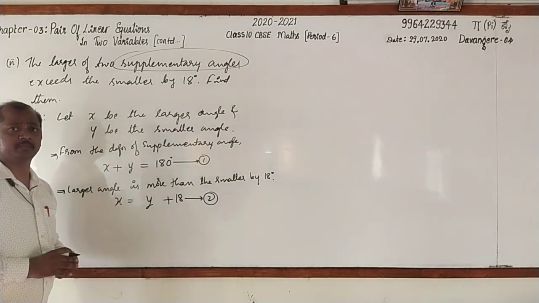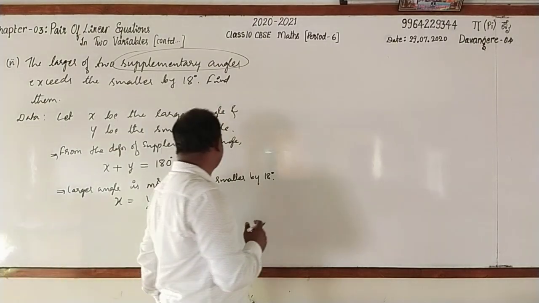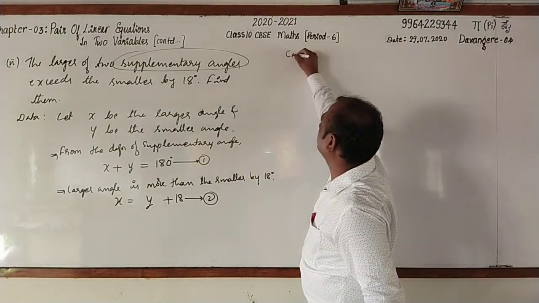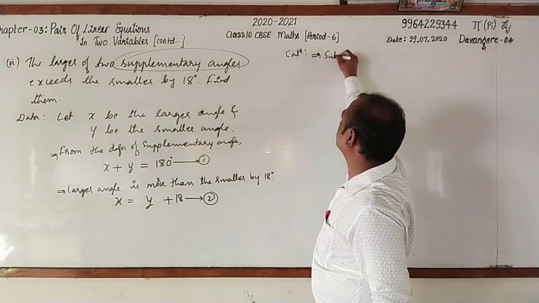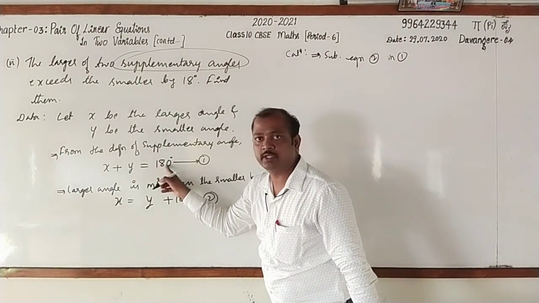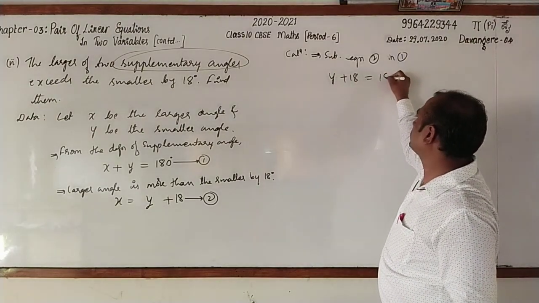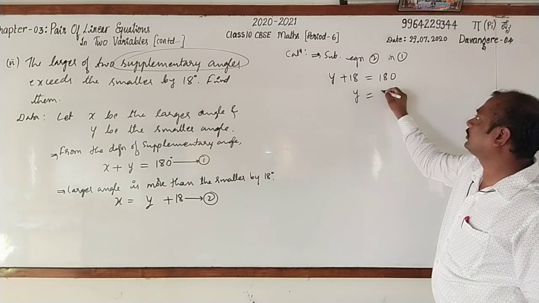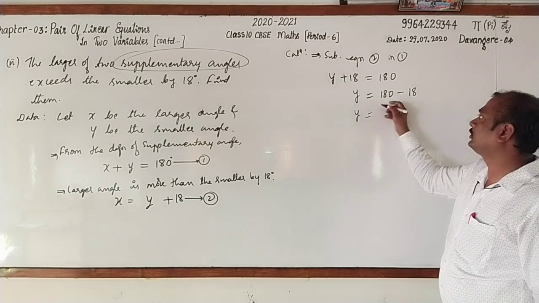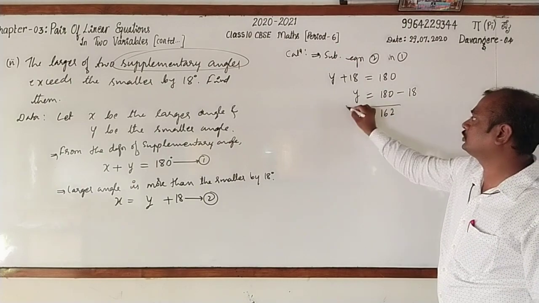You need not solve for either x or y separately, because x is already given. Hence, I go for substituting equation 2 in equation 1. Substitute equation 2 in equation 1. x plus y equal to 180. What is x? y plus 18. y plus 18 plus y is equal to 180. Then y is equal to 180 minus 18, which is 162.